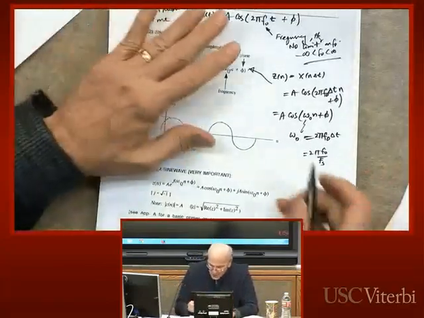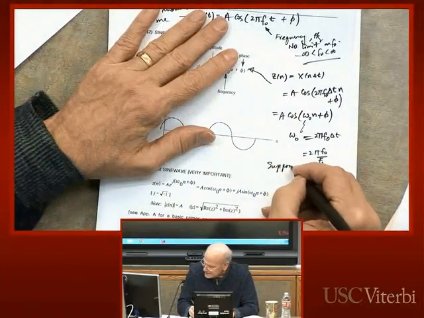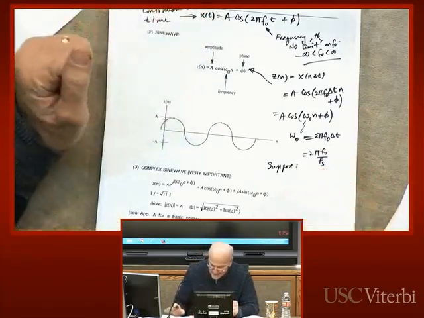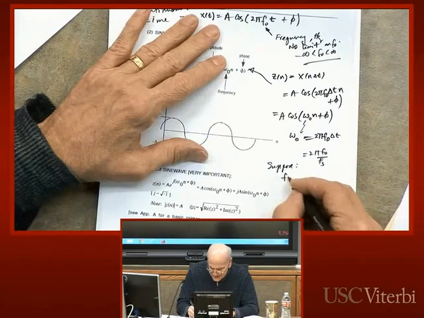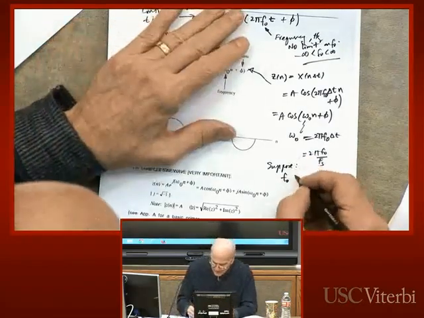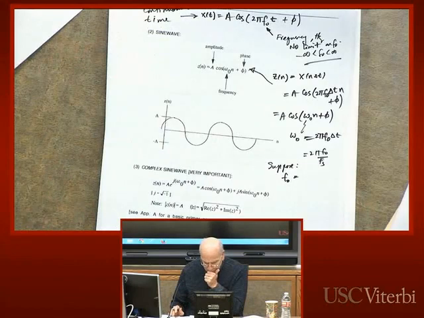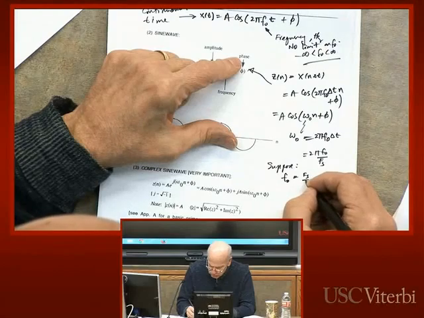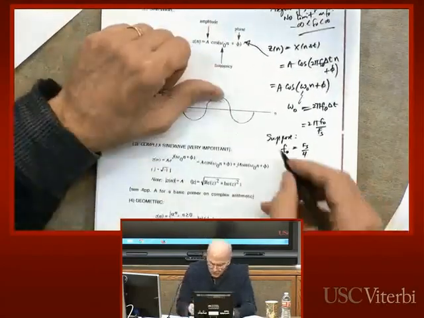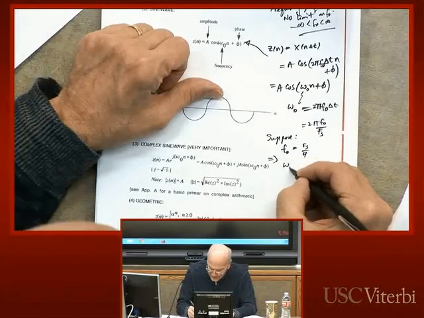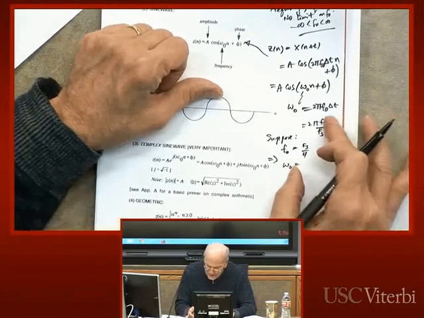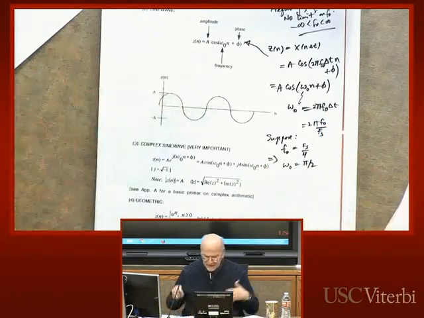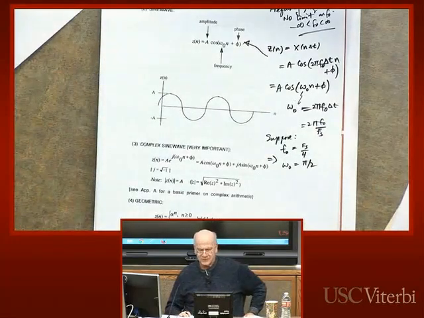Okay, suppose, for the heck of it, that f naught will equal fs over 4, okay? Let's say fs over 4. That implies that omega naught is equal to 2 pi times 1/4. That would be pi over 2, okay? No problem. You get a nice discrete time sine wave.